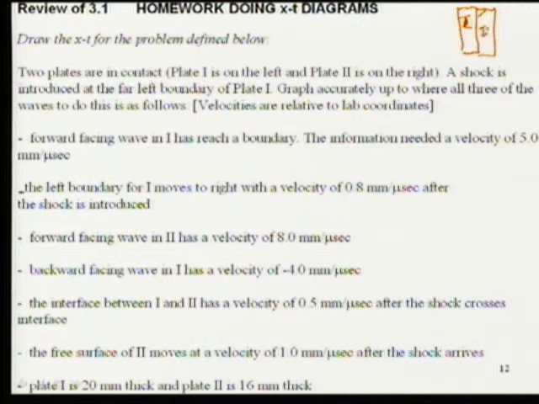And a shock is introduced at the far left boundary. We could hit this boundary here with a flyer plate or put an explosive on it. We don't need to know how that was generated, but a shock enters this boundary on material one, and what we'd like to do is find out the history of that shock wave as it goes through these two samples. And remember, when the shock reaches the boundary, there's going to be a reflection, a wave going back, actually.